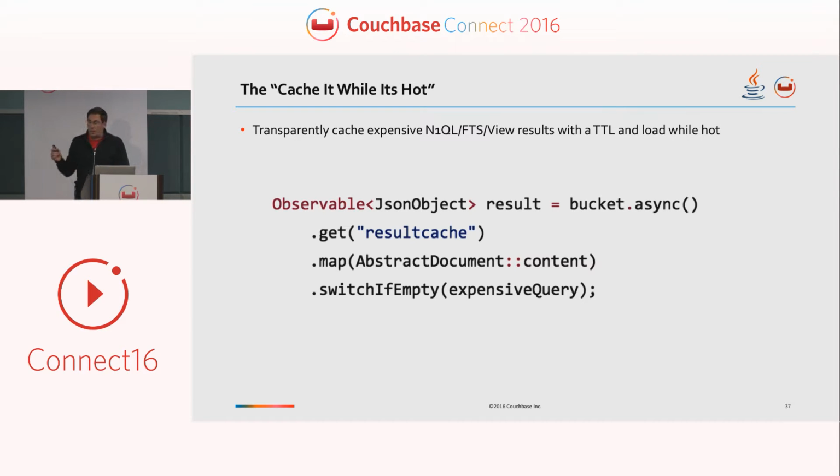So the first thing we'll do is we call get on our bucket. So we fetch a document which is called result cache. Now you can imagine what you could also do is, let's say if you want to have a cache for every query that you run, you could just basically hash your Nickel query and use that as a document ID to get some kind of unique cache document per query that you're running.